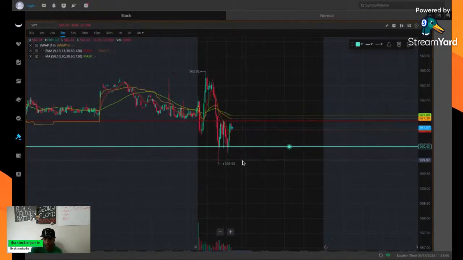Now resistance is at 561.40. Right around that area is the resistance. And the support is around the 560.40 area. It changes. But this is no man's land. You don't want to pull the trigger up in here.